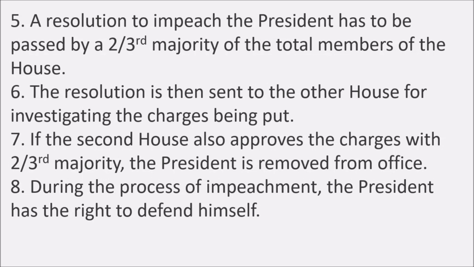A resolution to impeach the President has to be passed by two-thirds majority of the total members of the House. The resolution is then sent to the other House for investigating the charges being put. If the second House also approves the charges with the two-thirds majority, the President is removed from office. During the process of impeachment, the President has the right to defend himself.